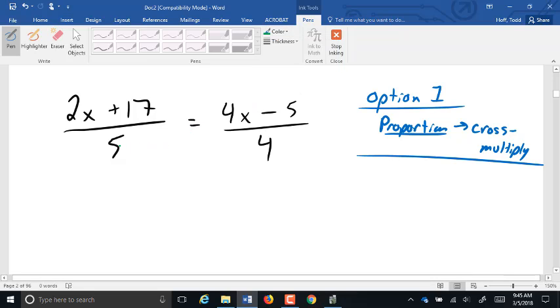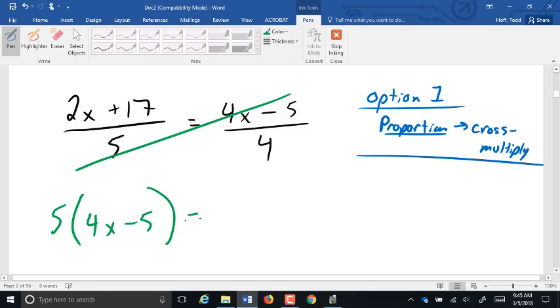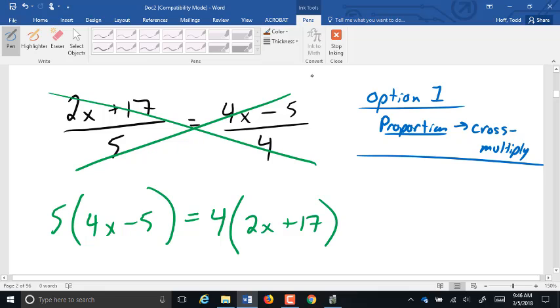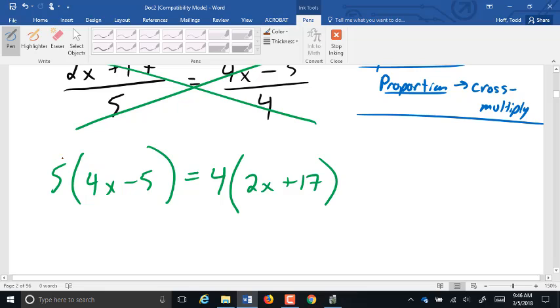So cross multiplying requires we multiply the two diagonals. So the first diagonal is this direction, right there. That's a 5 times 4x minus 5. That has to equal the result from the other diagonal going this direction. I'll put 4 first times 2x plus 17. And now I can solve that equation. All I have to do is do the parentheses on each side.